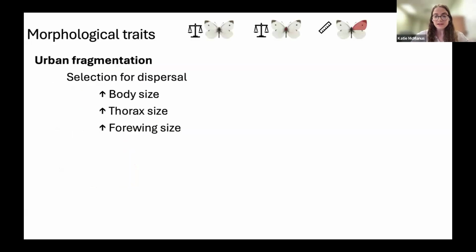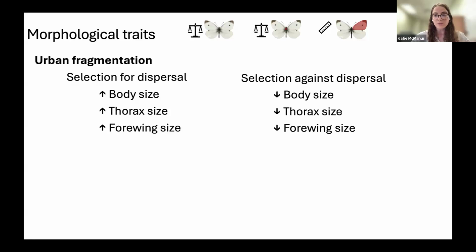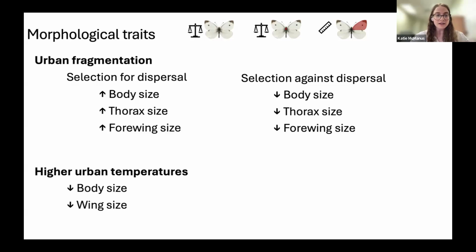If fragmented urban habitats are selecting for increased dispersal capacity, we may see increases in these traits: increased body mass and thorax mass, and an increase in forewing size. However, in some species of butterflies, fragmentation has been found to select against dispersal. So it's also possible we may see a decrease in body mass and thorax mass and a decrease in forewing area. Additionally, it's possible that the higher urban temperatures are selecting for decreased body size and decreased wing size, as this would allow for more heat dissipation and prevent overheating in urban areas.